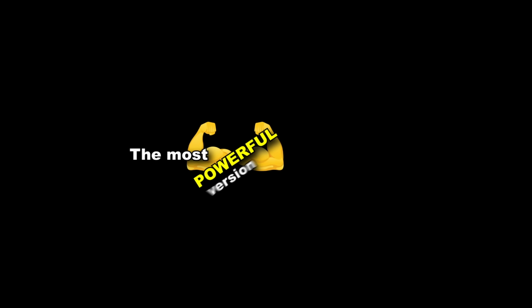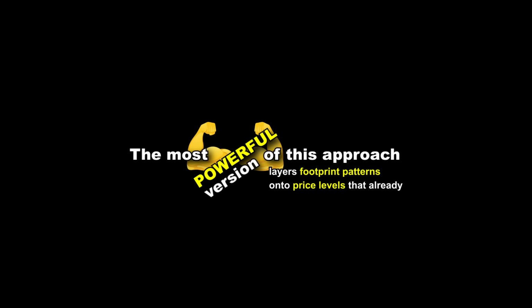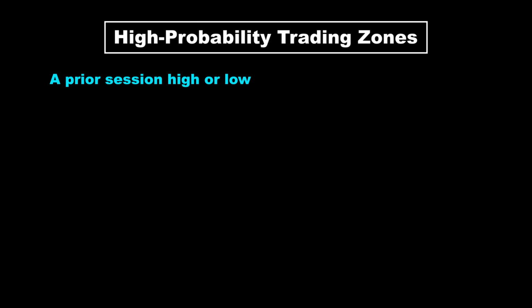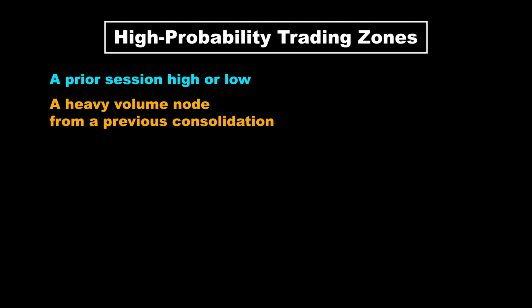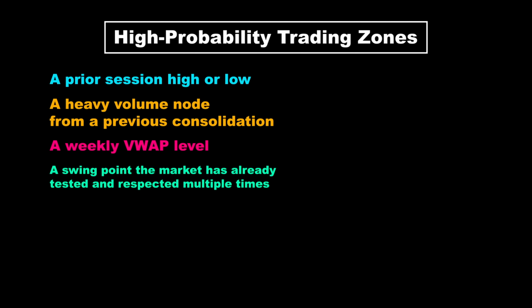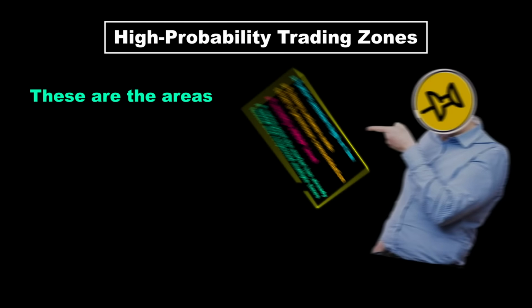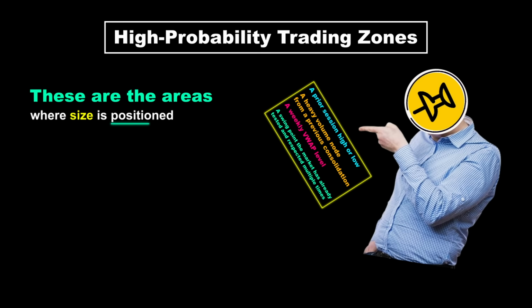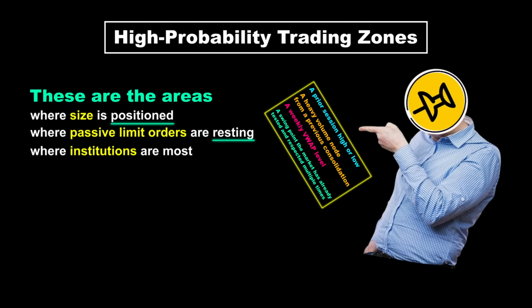The most powerful version of this approach layers footprint patterns onto price levels that already have structural significance, a prior session high or low, a heavy volume node from a previous consolidation, a weekly VWAP level, a swing point the market has already tested and respected multiple times. These are the areas where size is positioned, where passive limit orders are resting, where institutions are most likely to defend.